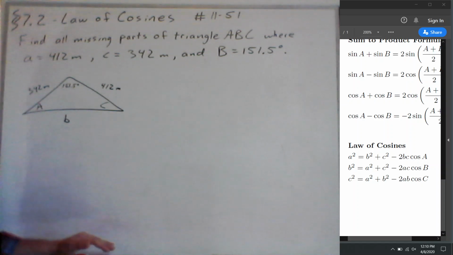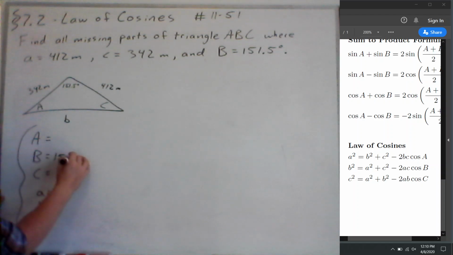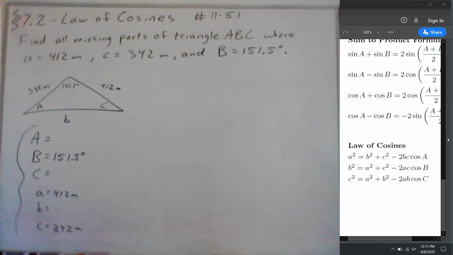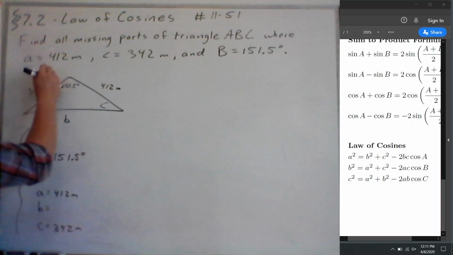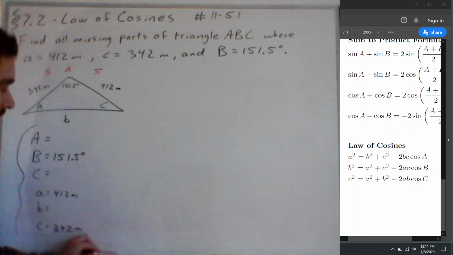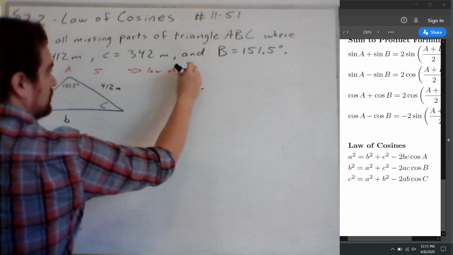And again, since we want to find all the missing pieces, I'm just going to make a list so that I can keep track of everything I have and everything I still need. I have capital B, so let's write that in there. Have lowercase a, so let's write that in there. Have lowercase c, so let's write that in there. So our goal is to find the missing pieces. And look what situation we're in. We've got a side, an angle, and a side. So we have two sides and an interior angle, which tells us that we should be using the law of cosines.